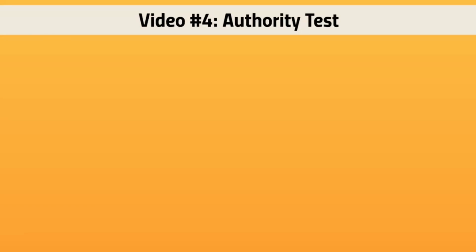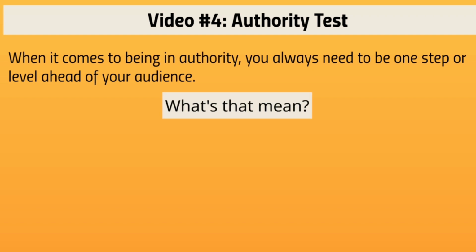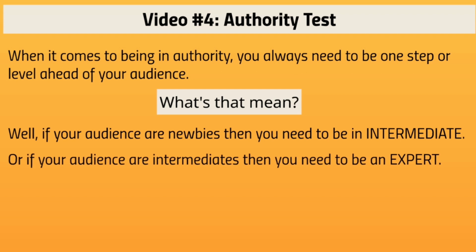Hello and welcome back to video number 4. This is the authority test. When it comes to being an authority, you always want to be one step or one level ahead of your audience. What do I mean by that? I mean, if your audience are newbies, you want to make sure that you are at least at the intermediate level. Or if your audience are intermediates, then you need to make sure that you are an expert in that niche.